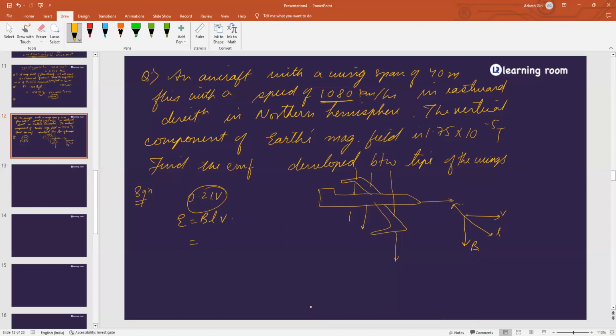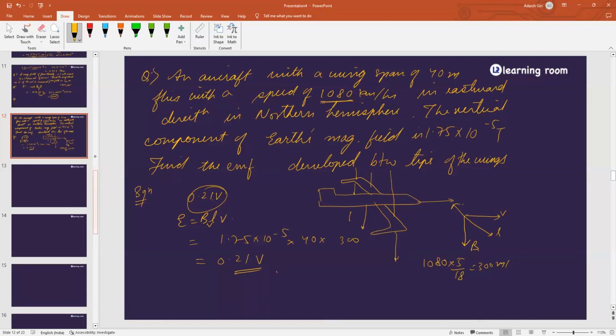Okay. So the magnetic field is given to us, that is the perpendicular vertical component, 1.75 into 10 to the power minus 5 Tesla. Length is given to us as 40 meters, and velocity we have to convert into SI units. So 1080 into 5 upon 18, that will be 300 meters per second. So into 300, that will give you 0.21 volts. Everybody understood or not? Yes, sir.